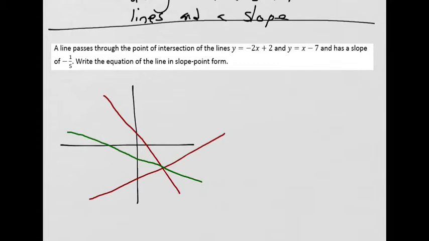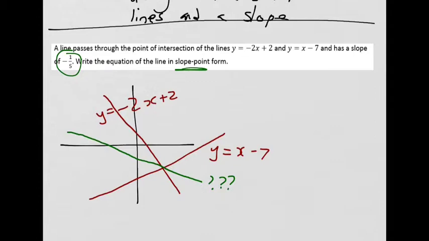The first red line I drew was y equals negative 2x plus 2. The second line I drew was y equals x minus 7. And this green line, well, we don't know what the equation is, right? But we want to write it in slope point form. So again, to do that, we need the slope and a point on that line. Well, we already have the slope, that's nice. And the point that we're going to use is the intersection of these two red lines.